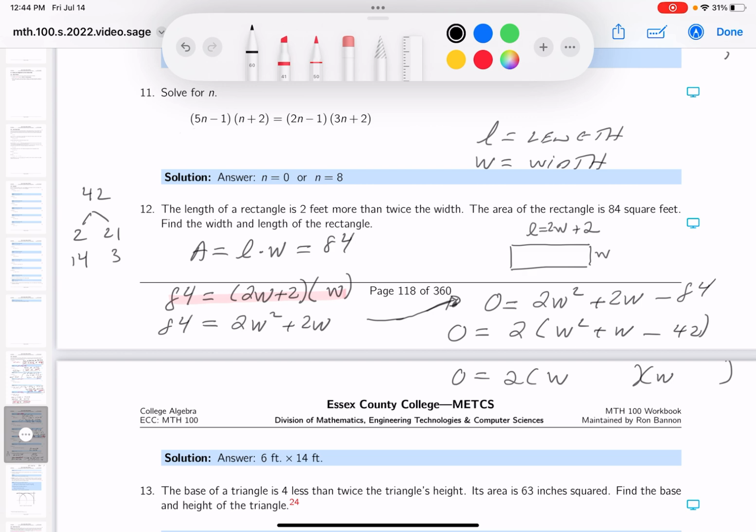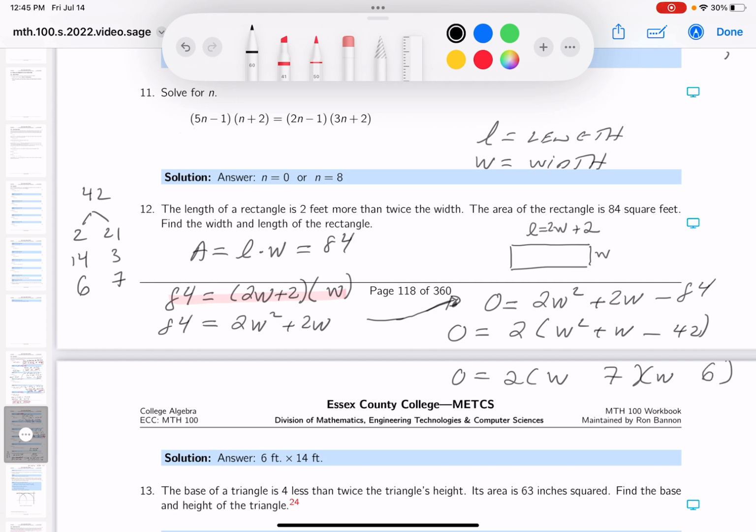Now, someone says, why are you doing that? Let me see if I did that right. 3 and 14. That's not going to do it either, is it? So 7. Oh, 7 and 6. There you go. Let me write that down now. 7 and 6. All right?